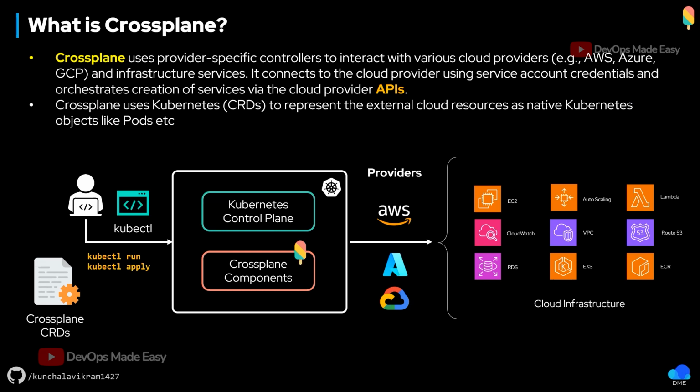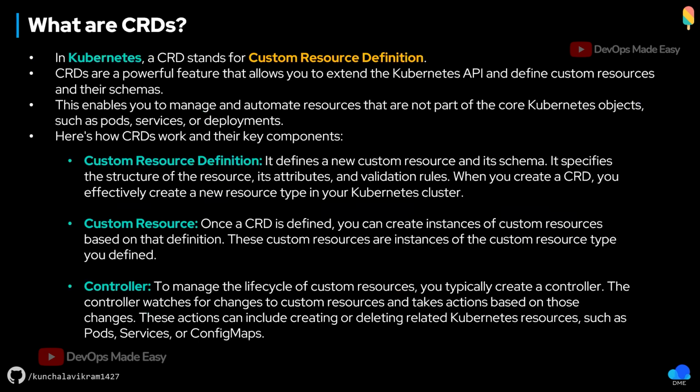Right. So in Crossplane, you define all these infrastructure components in the form of CRDs, and that too using the same YAML syntax. Now, if you don't know what CRDs are, in Kubernetes, CRD stands for custom resource definitions. These are a very powerful feature when you talk about Kubernetes. Basically, they extend the functionality of the Kubernetes API.